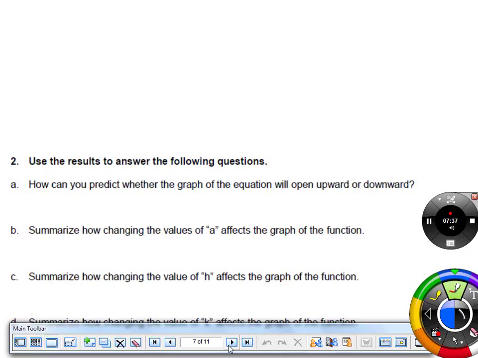First part, how can you predict whether the graph of the equation will open upward or downward? Upward is going to be if A is bigger than 0, or in other words, if A is positive. It's going to open downward if A is smaller than 0, or in other words, if A is a negative value. So that's kind of what we saw happening, or what you guys said was happening.